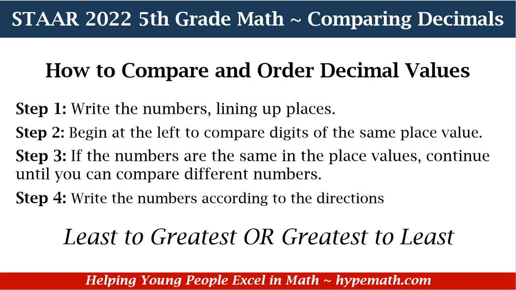Let's review how to compare and order decimal values. Step 1. Write the numbers lining up the places. And for decimals, you want to make sure that the decimals are in a straight line. Step 2, begin at the farthest left place value to compare the digits of the same place value. Step 3, if the numbers are the same in the place values, continue to the right until you can compare different numbers. And step 4, write the numbers according to the directions. Is it telling you from least to greatest or greatest to least?